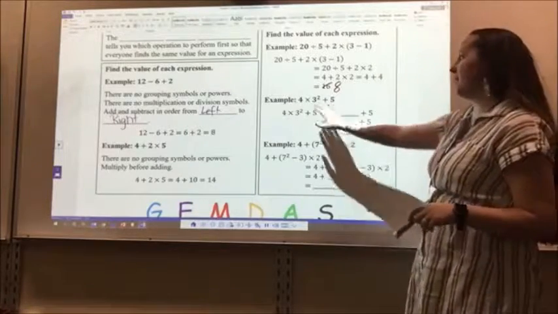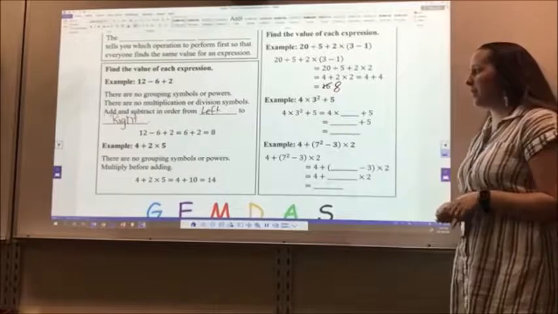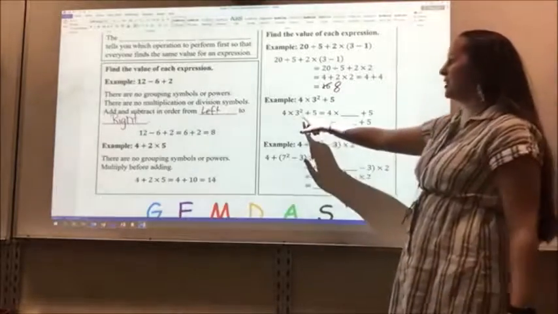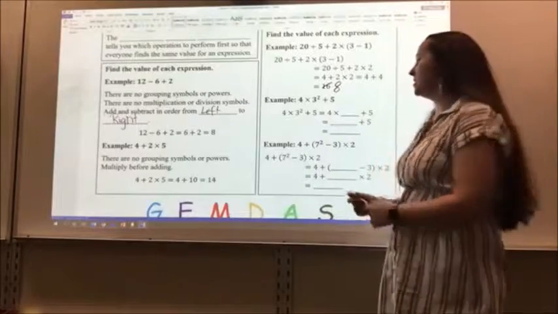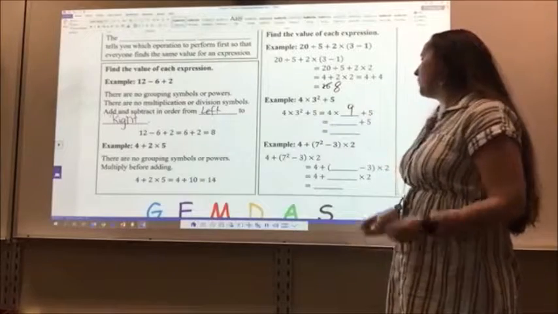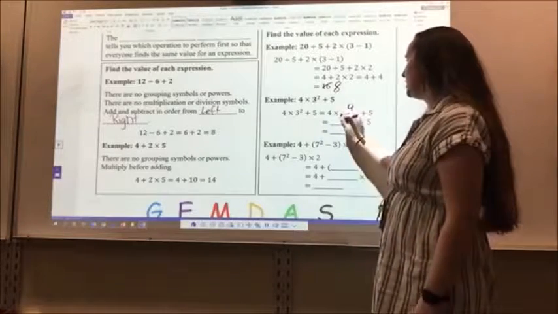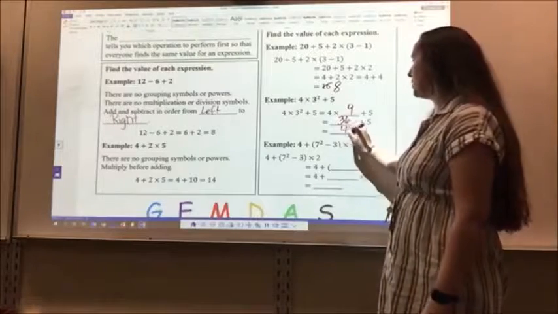My next example, 4 times 3 squared plus 5. 3 squared is an exponent, which means I need to do that first. There are no parentheses. 3 squared is 3 times 3, or 9. So 4 times 9 gives me 36, plus 5. 36 plus 5 is 41.